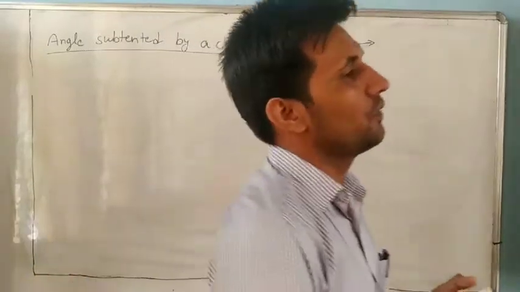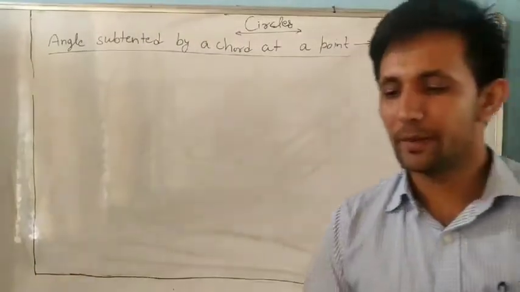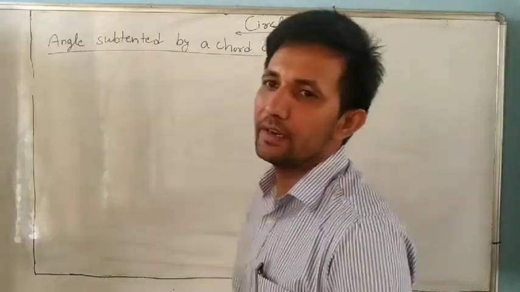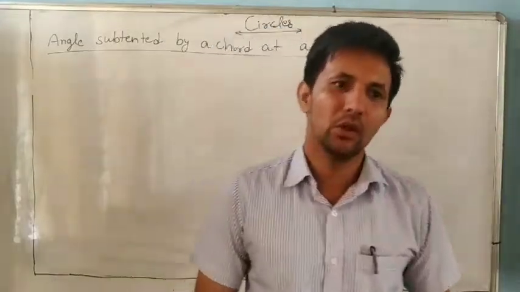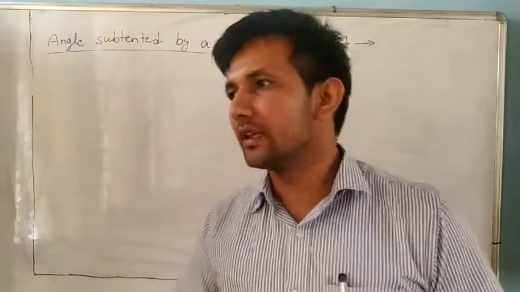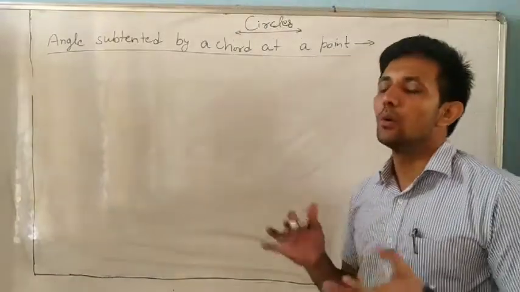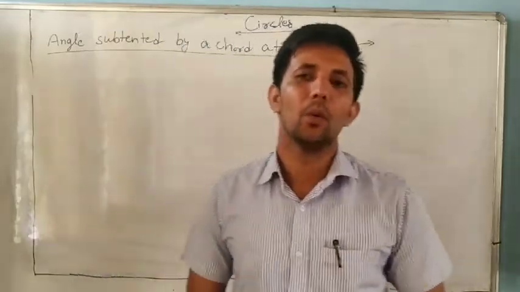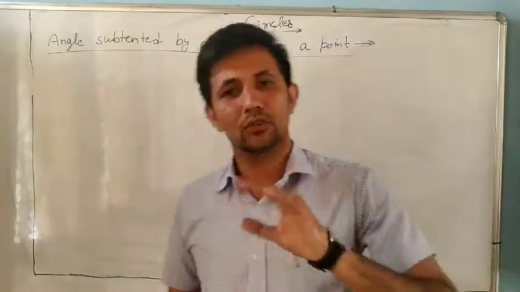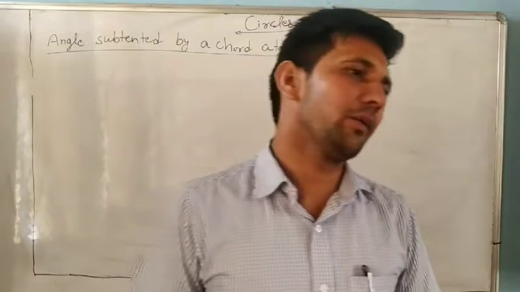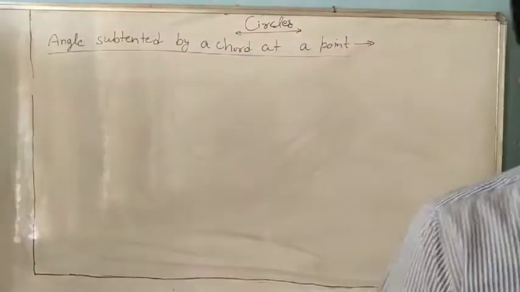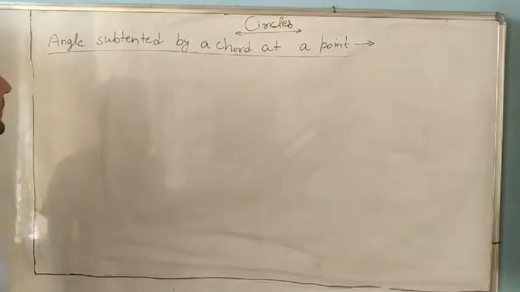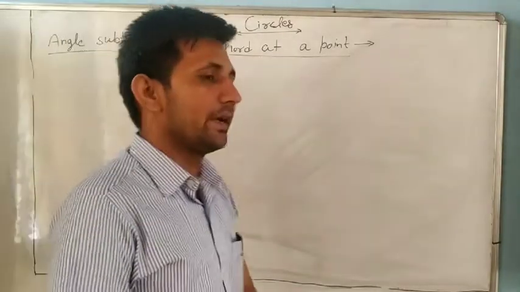Now we will start our 10.2 exercise of circles. Yesterday we already discussed what is circle, what is center, what is radius, what is semicircle, what is circumference, what is segment, what is sector, and what is chord. I think everyone understands it. What is chord? Okay. Now we will learn angle subtended by a chord at a point.